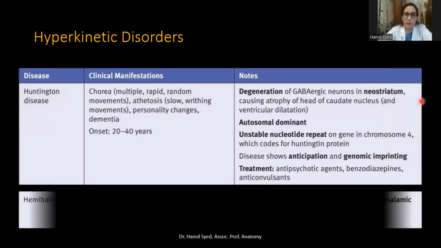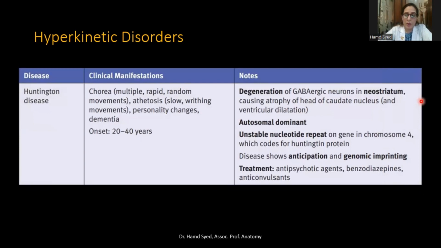Now, when we're talking about the hyperkinetic disorders, there is Huntington's disease, which we should consider. Huntington's disease occurs due to a degeneration of the GABAergic neurons in the neostriatum, that is within the caudate and putamen. So this is going to cause an atrophy of the head of the caudate nucleus. And this is autosomal dominant in inheritance pattern. And in this disease, there are going to be the clinical manifestations, which are chorea and athetosis.